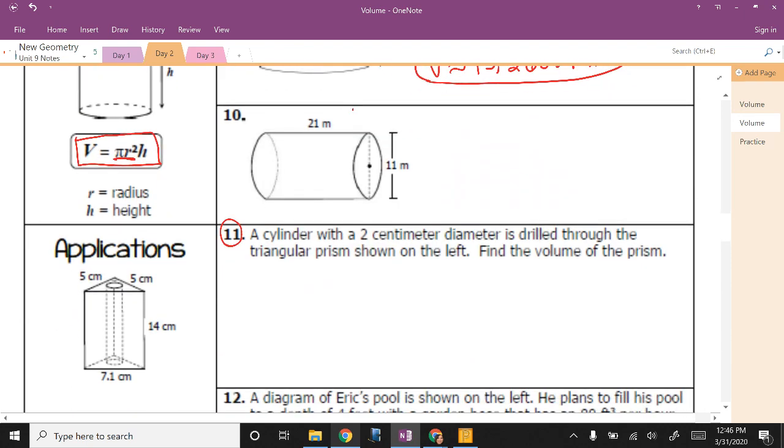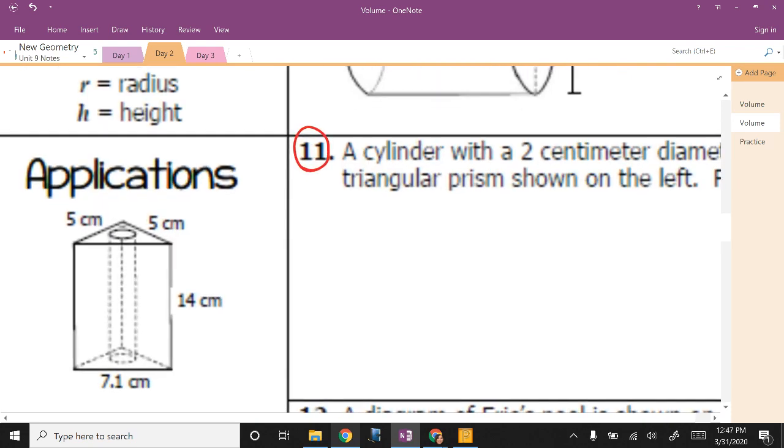All right, let's do an application problem. And you guys know that an application is just another word for a word problem. All right. So an application, let's do this number 11 here. It says a cylinder with a 2 centimeter diameter is drilled through the triangular prism shown on the left. So let's look at this picture over here. Zoom it in a little bit.